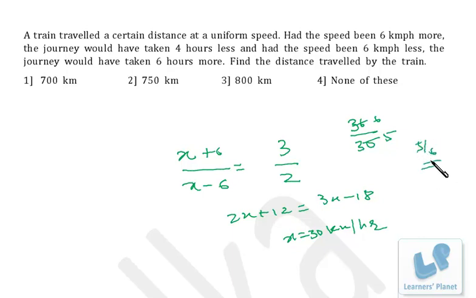That means 1 by 6 less, isn't it? So if 1 by 6 is what? 4, isn't it? 1 by 6 less, and here it is 4 hours less. So 1 by 6 is 4, that means 1 is what? 24. So the normal time is 24 and the speed is 30. So distance will be 720 kilometers.